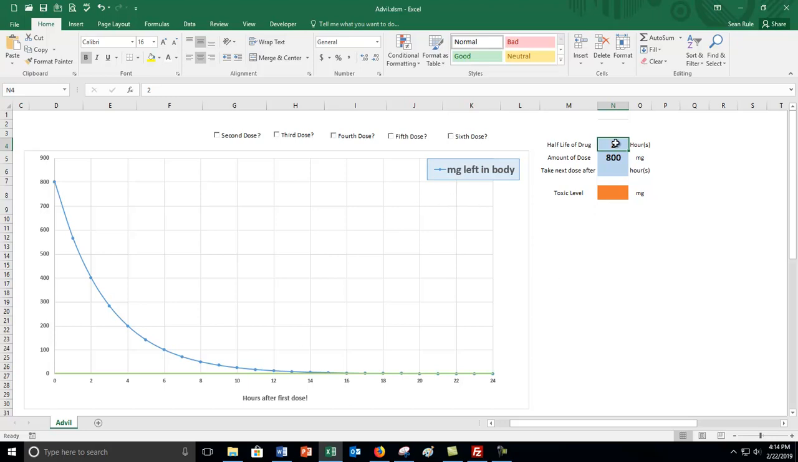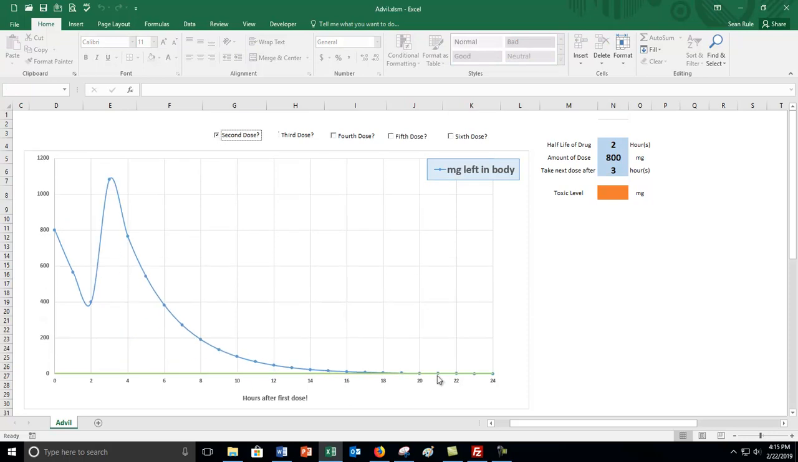So you've got the half-life of the drug at 2 hours. We're going to start with 800 milligrams. That's all good. When should you take your next dose? Well, I'm just going to throw a number in: 3 hours. Now that doesn't change anything yet, because right now Excel thinks you only took that first dose. But we're going to click this box right here for second dose. When that happens, it's going to show you what happens to the Advil in your body after 3 hours when you take that next dose.